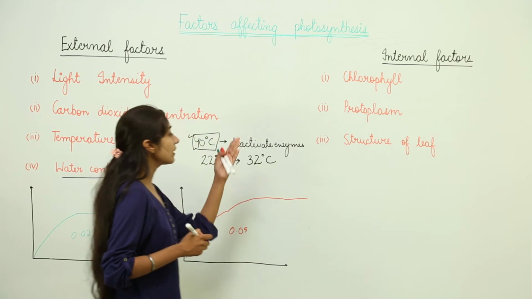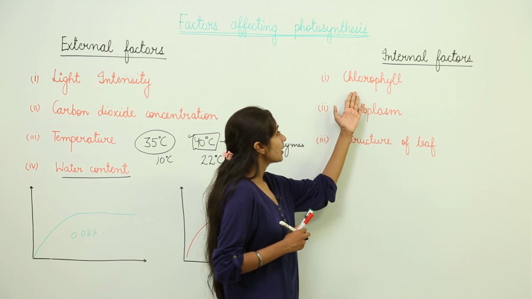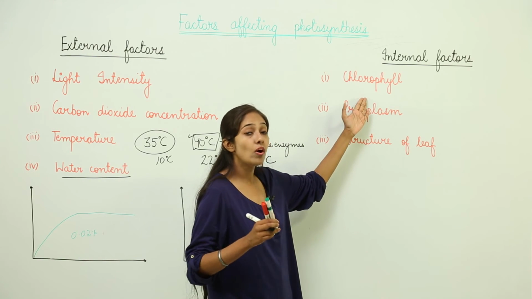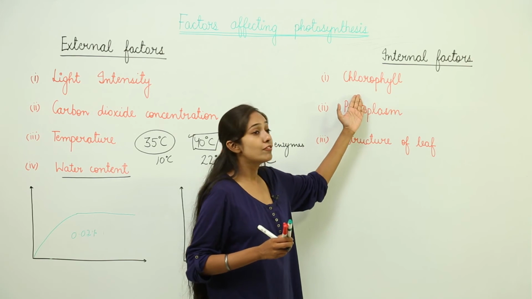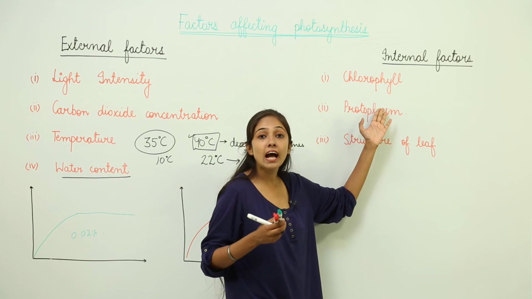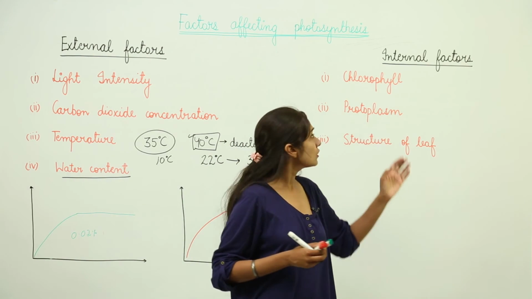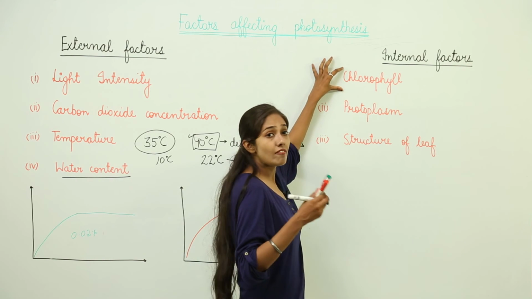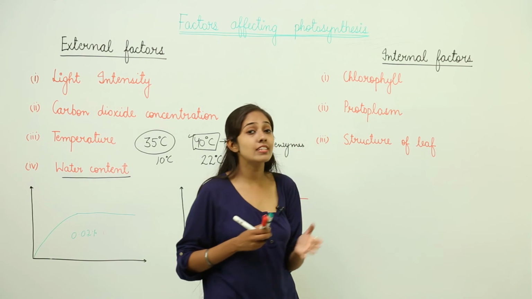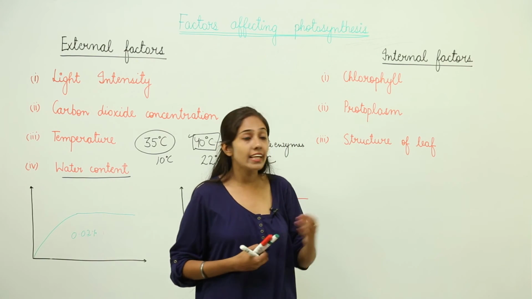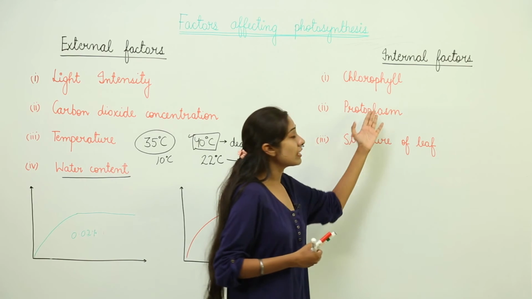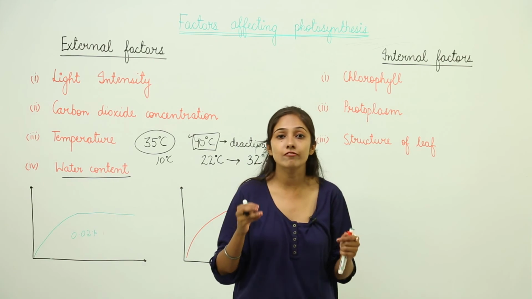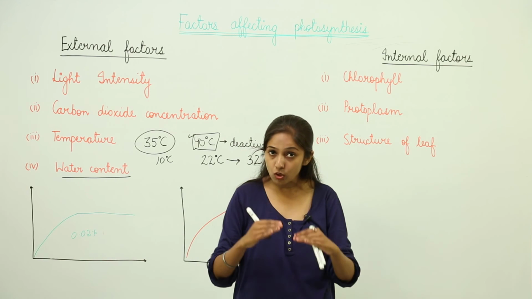Then let us move to internal factors. We have chlorophyll. If there is mineral deficiency in the plants, for example, you must know that in the structure of chlorophyll we have magnesium. So, if there is no availability of minerals, or you can say if there is deficiency of minerals, then the chlorophyll is also going to be deficient. If this is going to be deficient, then the rate of photosynthesis is going to be affected. It is also going to be low.